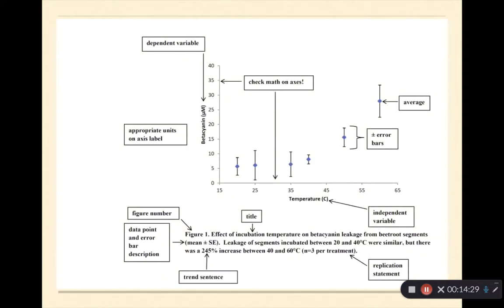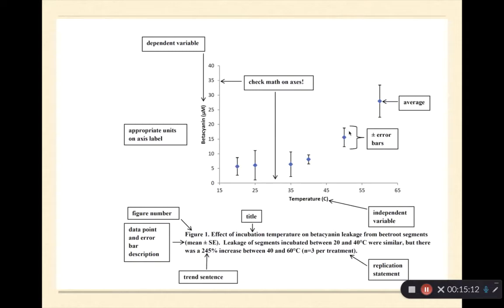When you make your figure, make sure that you pay attention to all of these different things. So make sure that your axis has even increments. Make sure that you have an axis label and you have proper units for each one of these axes. You have a dependent variable on the y, independent variable on the x. Your data points should be means or averages, and they should all have error bars, and we've talked about how to do that in Excel.